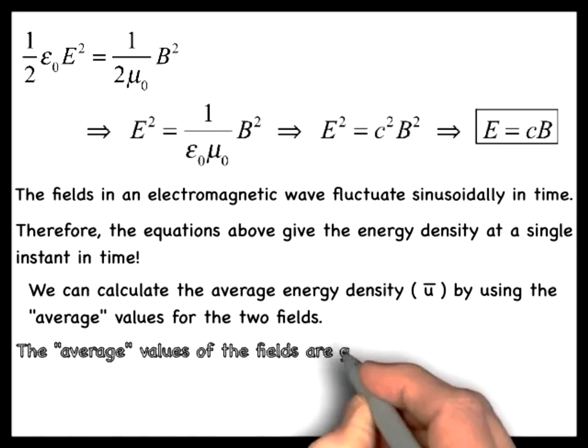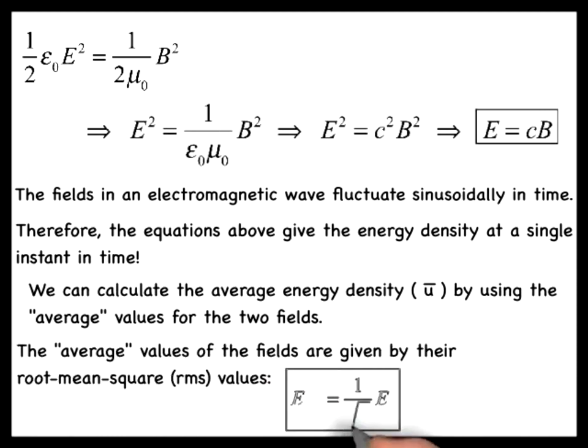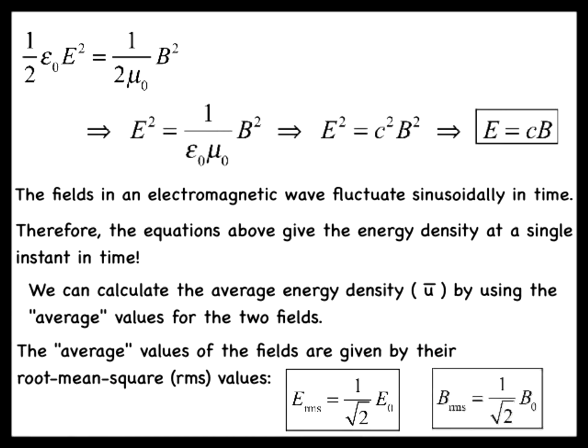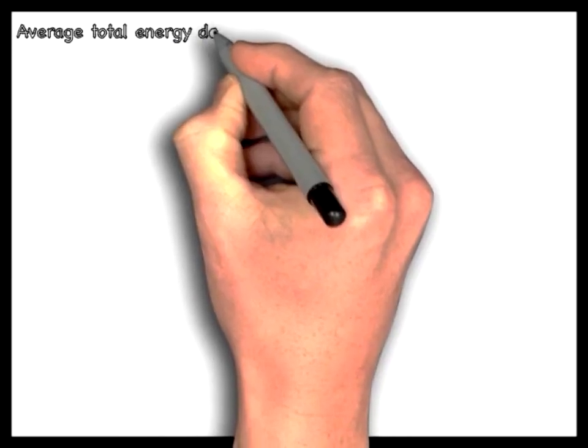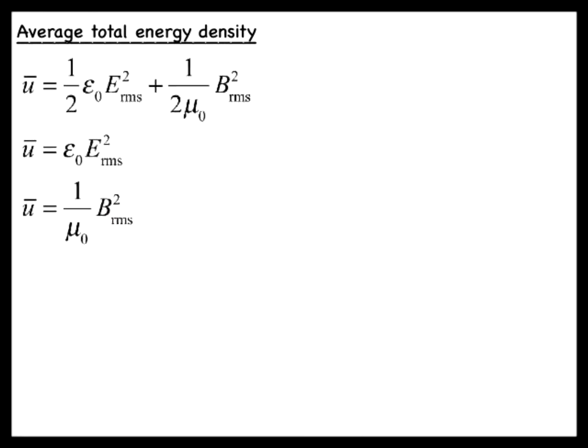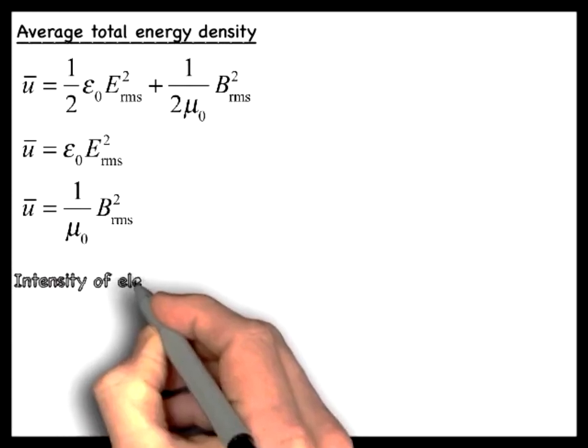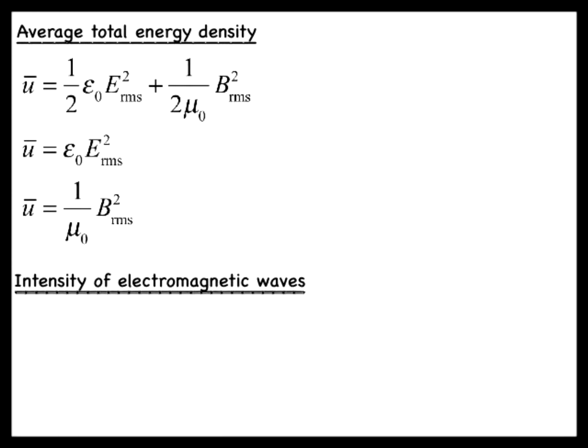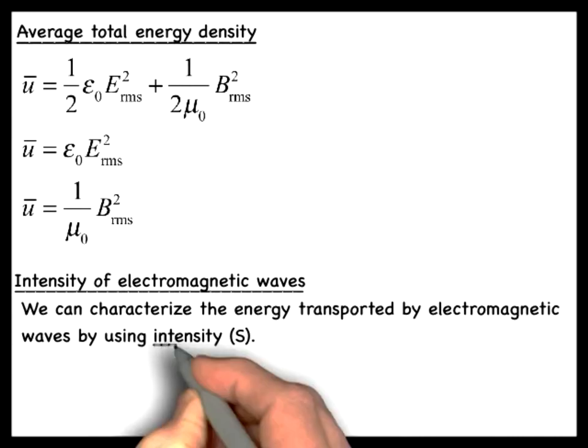The RMS values of the electric and magnetic field are given by the following, where E0 and B0 are the maximum values of the electric and magnetic fields respectively. We can now use the relationships above to calculate the average energy density of the electromagnetic wave by using the RMS values for the fields. Electromagnetic waves transport energy from place to place, just like other waves do, and we can characterize this energy transport by using the intensity of the wave.